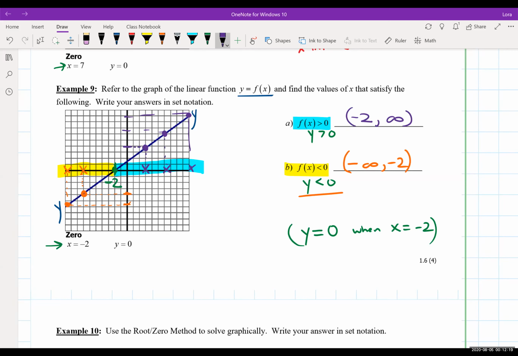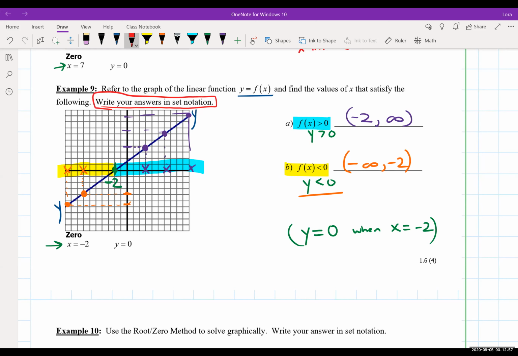So now that we have the right regions, sometimes I get excited and I say, okay, I'm done. I can stop the test. But please reread the directions one more time. And if you can find out what we might be missing: refer to the graph of the linear function y equals f of x and find the values of x that satisfy the following. Okay, I feel pretty good that I've described the right regions. But then there's one little thing that we missed. That's why I always like to read the directions over again. Write your answers in set notation.